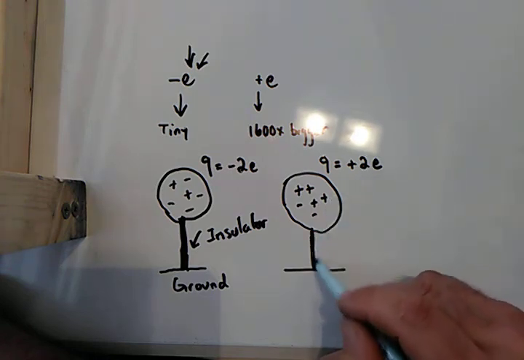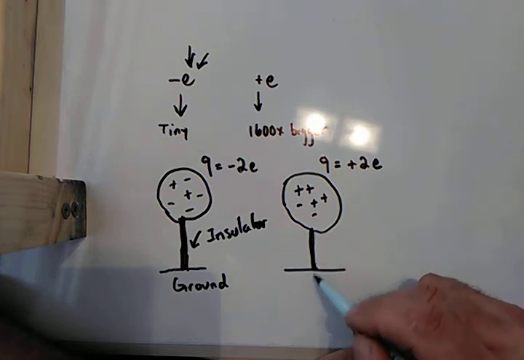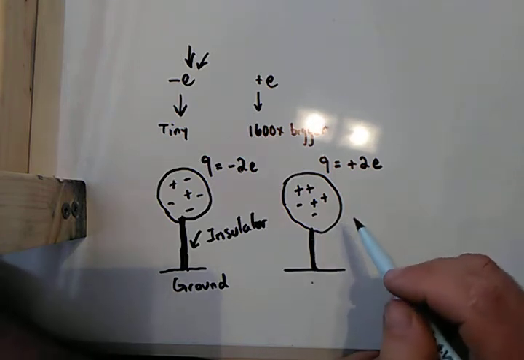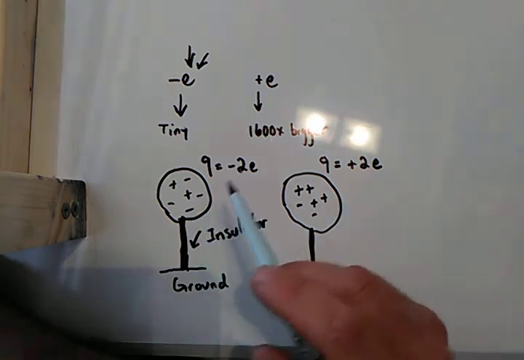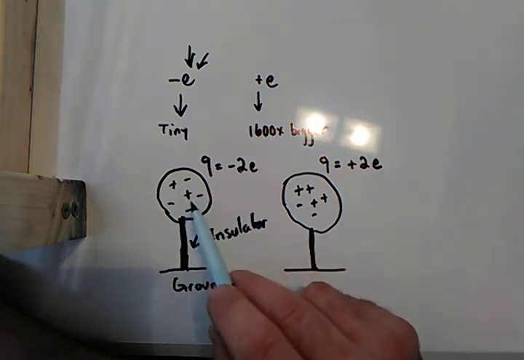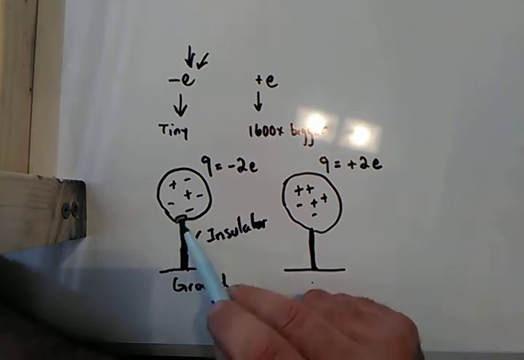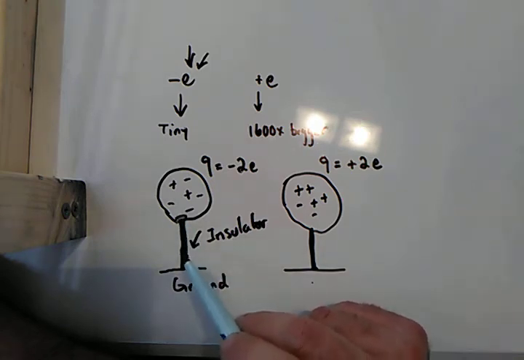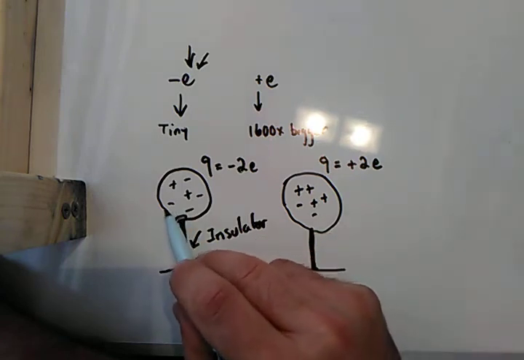Now, none of the charges are escaping to the ground because, again, this is an insulator. This doesn't let it go to the ground. So with the Van de Graaff generator, what we do is we actually spray electrons onto the surface of this by a mechanism that takes electrons from a belt, a rubber belt, and puts the electrons onto the surface of this thing.